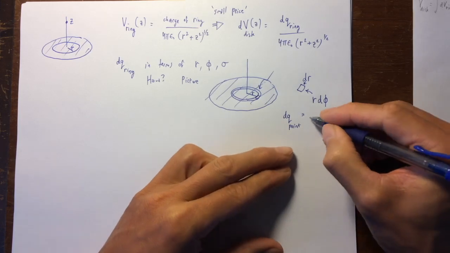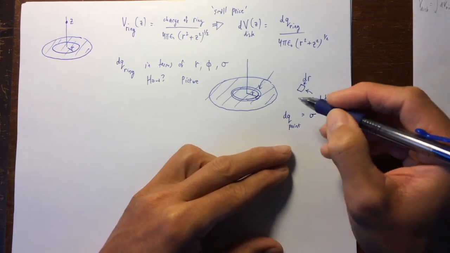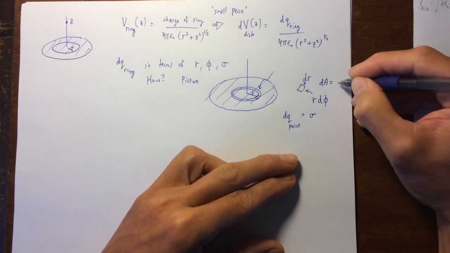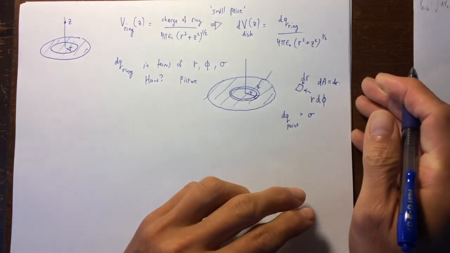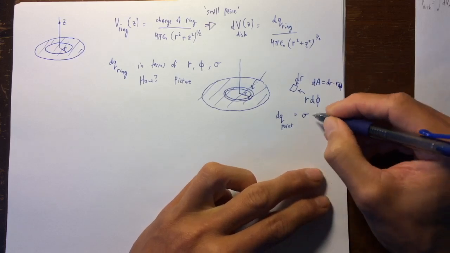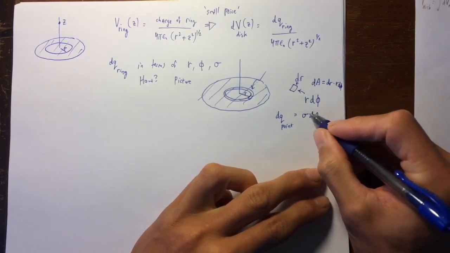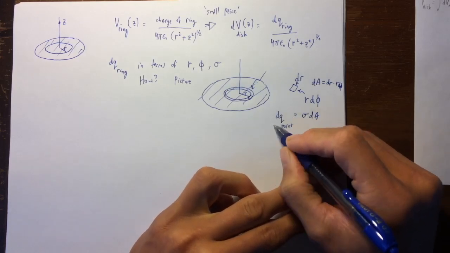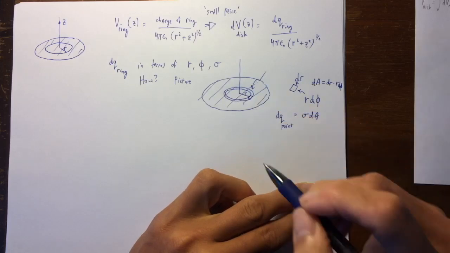And that small amount of charge is sigma times the area. So there's a small amount of area here that's dr times r d phi. So I just need to multiply a small amount of area times the charge per area, and I'll end up with a small point charge worth of charge sitting there.